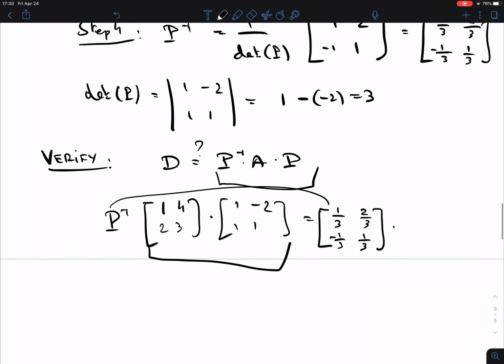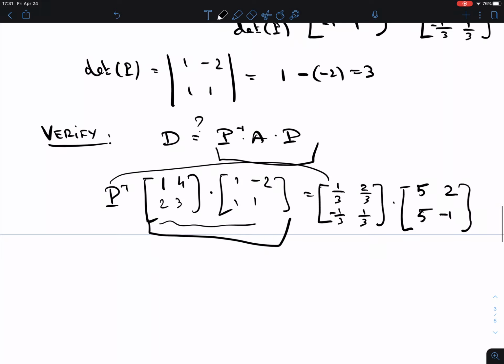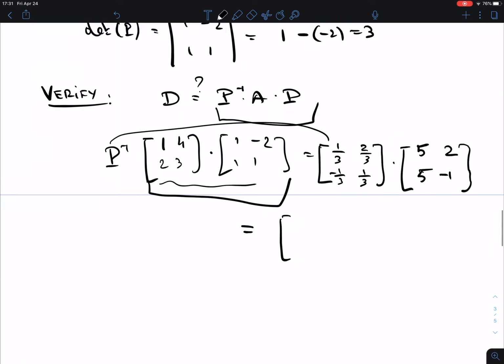Okay, and now we do A times P, so we multiply this out. What do we get? 1 plus 4, that's 5. And then we get minus 2 plus 4, that is 2. And I get 2 plus 3, that's 5. And I get minus 4 plus 3 is negative 1. Okay? And so now we work this out. We have 5/3 plus 10/3.